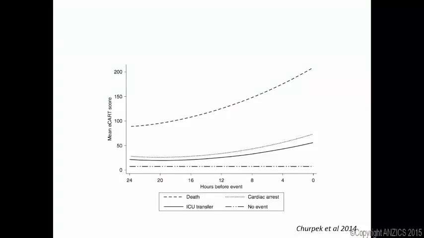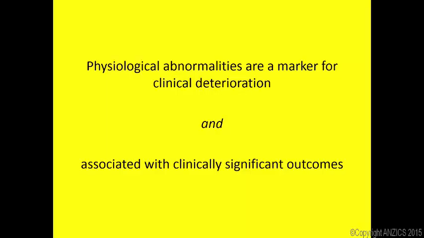And this graph is taken from a paper where they used 270,000 patient admissions to develop a prediction tool. But the purpose of showing you this graph really is that on the far right is time zero, when the event of death, cardiac arrest or ICU transfer happened. And you can see 24 hours before there's a very slow increasing illness score. The patients are deteriorating slowly. There's plenty of time to intervene. So physiologic abnormalities are a marker for clinical deterioration and associated with clinically significant outcomes.